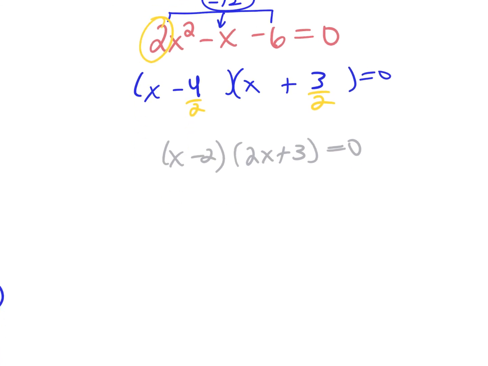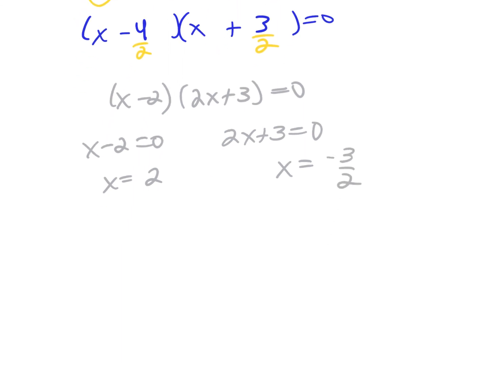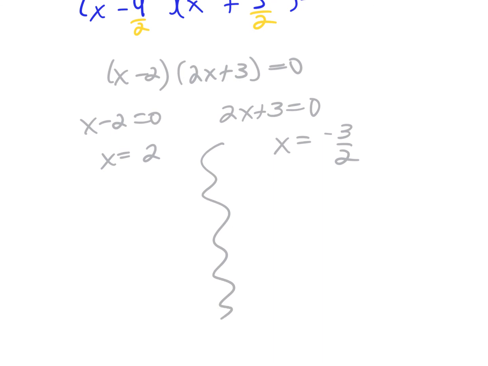Now I continue and I set each piece equal to 0. So over here I have x equals positive 2. And over here, if I move positive 3 over, it becomes negative. And then I divide by 2, so I have x equals negative 3 over 2. All right, I have a fraction. That is okay. I have two places where these two graphs are going to intersect. So I have to plug in x to one of my equations, find out what y is on the left-hand side, and I do it on the right-hand side.